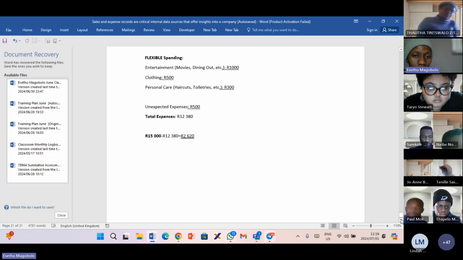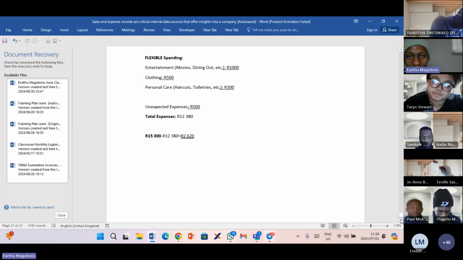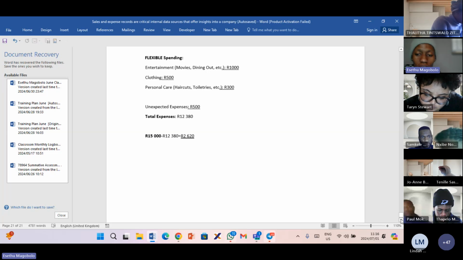All that will add up to 12,380. I minus the initial amount from 12.3, and then I got 2.6 as surplus amount to cover any other costs that may arise during the month or potentially save. Thank you.